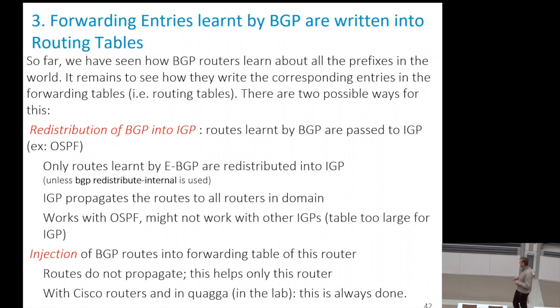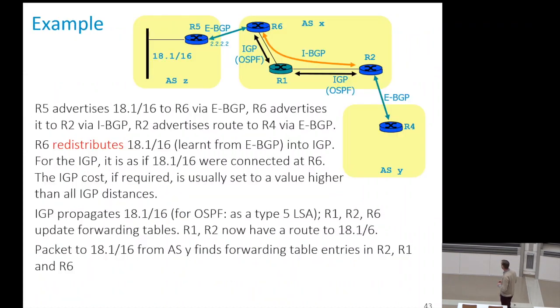By default, in the software routers that we use in the lab, this is always done. You cannot configure your BGP to not do it. Whenever BGP learns a route, it puts it into the routing table. In fact, those versions of BGP don't have a separate RIB, routing information base, that would be separate from the routing table. They put everything in the same bag. So this is done by default here.